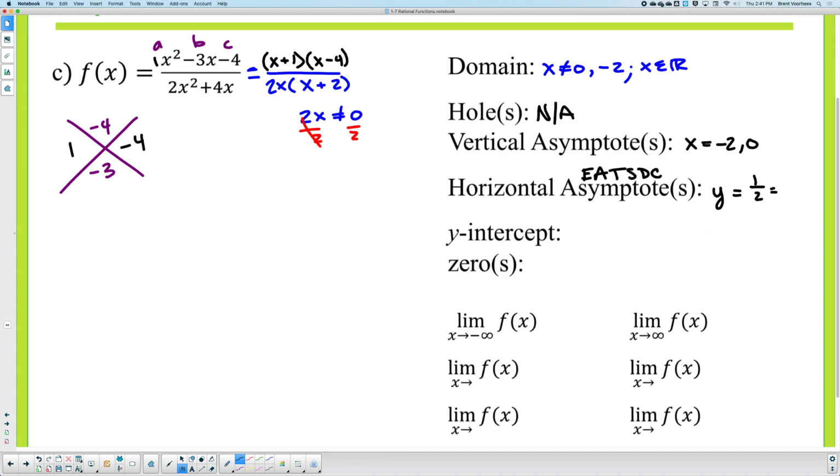So you can leave it like that, or you can say it's 0.5, whichever you prefer. 1/2 or 0.5. The y-intercepts. How do we find a y-intercept again? Okay, so when we plug in a 0, I'm going to use -4, and the denominator I plug in 0, what am I left with?